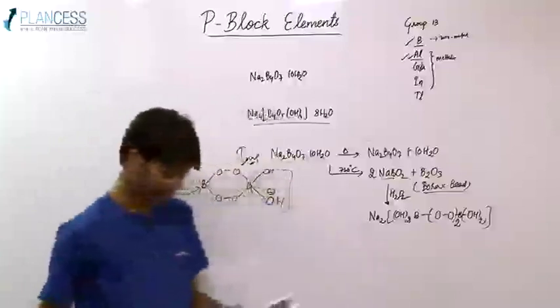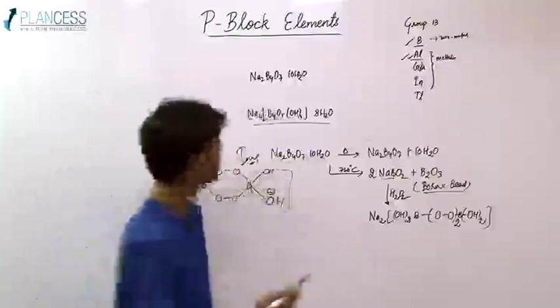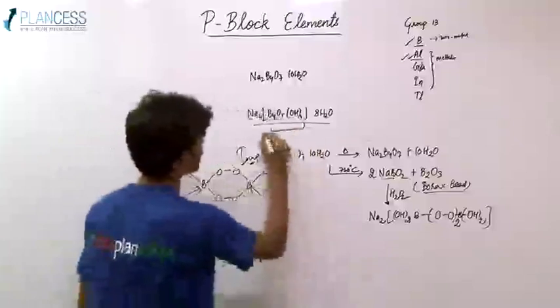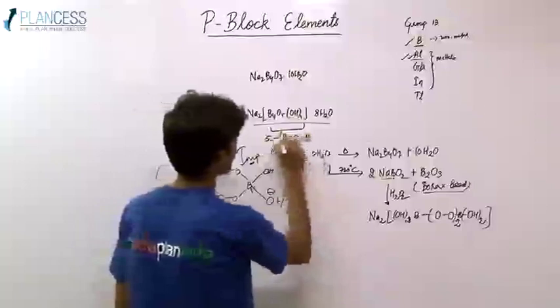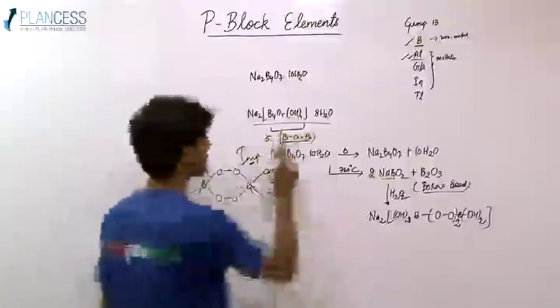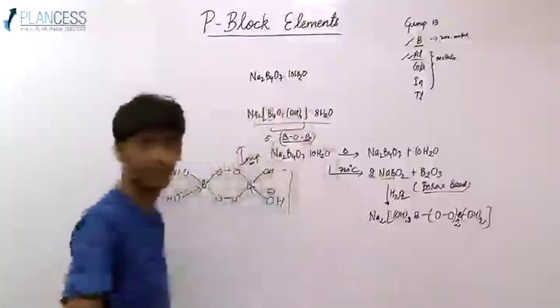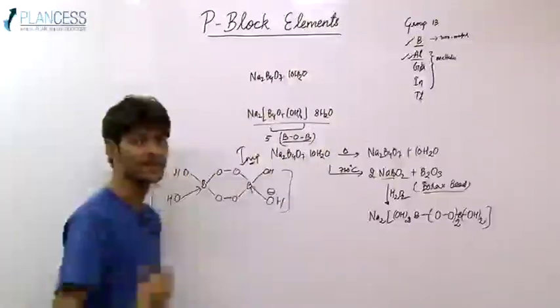Yeah. So next would be this, I am talking about this. This has the 5 B-O-B linkages. Its structure is very important because it has been asked. So if it has 5 B-O-B linkages, 2 borons have the trigonal planar structure, 2 borons have the tetrahedral structure.